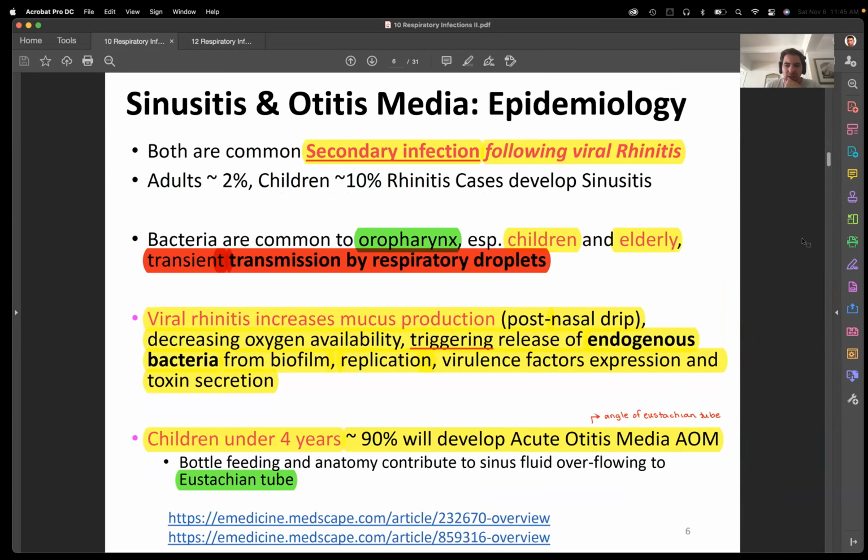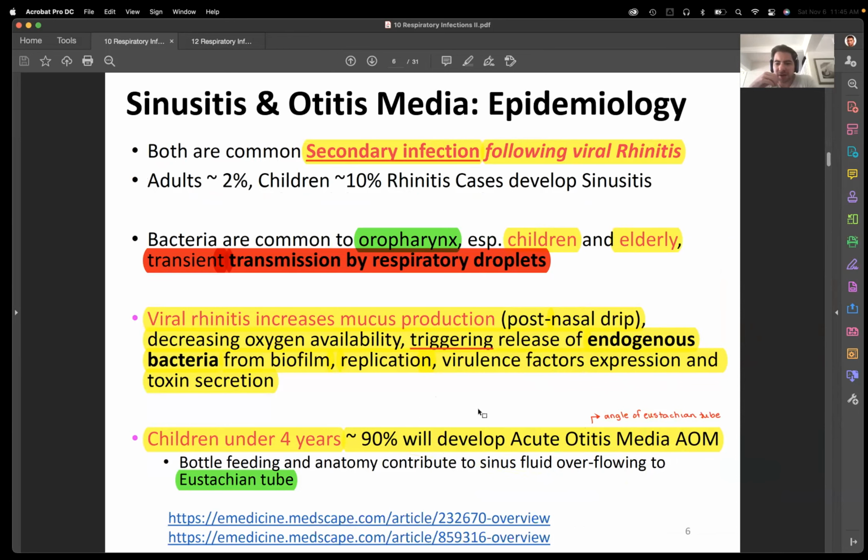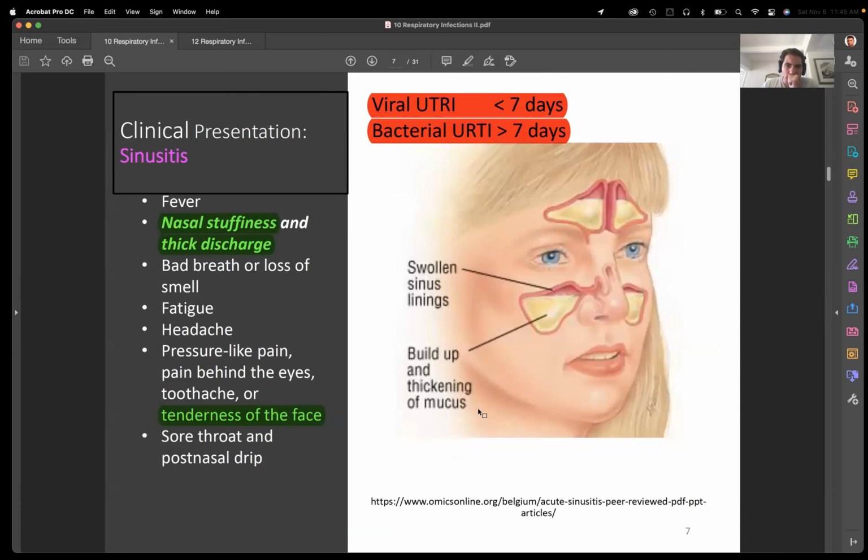Respiratory droplets, you know that. And then, yeah, so a good thing that's applicable is the reason children tend to get ear infection, acute otitis media, is the angle of the eustachian tube. Theirs, I believe, is more horizontal, so it's easier to have transmission there. So that's why they're prone to that.